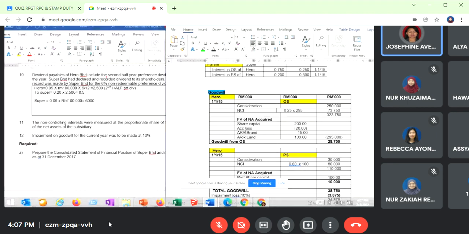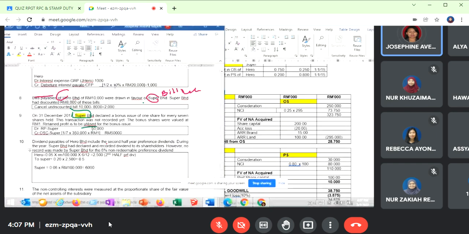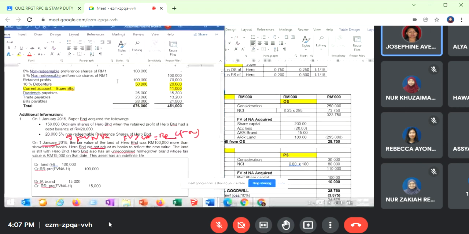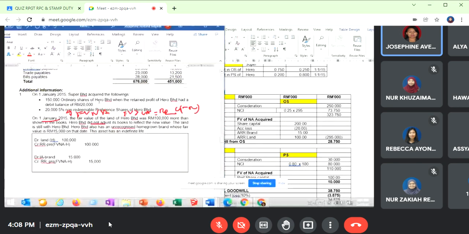All right, and then you have a loss. So you go back to the additional info regarding the acquisition here. Okay. Retained profit of Hero had a debit balance. When you say debit balance, remember that your retained earning here is a loss, so accumulated loss, minus, plus your revaluation reserve for brand and land. So there is a goodwill here for ordinary share.